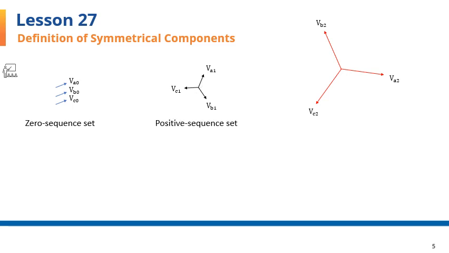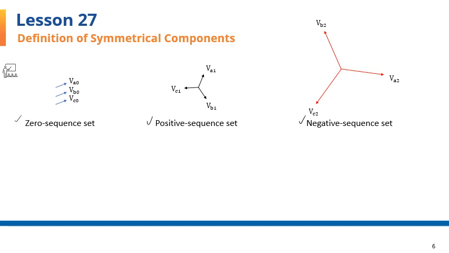The last set, the one on the right, is made up of three phasors that are identical in magnitude again, but they form an ACB or negative sequence set, again starting from VA2. We'll see that VB2 leads it by 120 degrees and VC2 leads VB2 by 120 degrees. So therefore they form a negative sequence set of phasors.